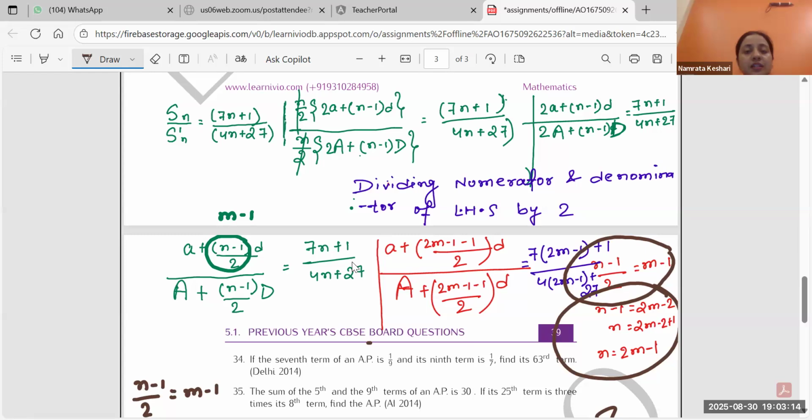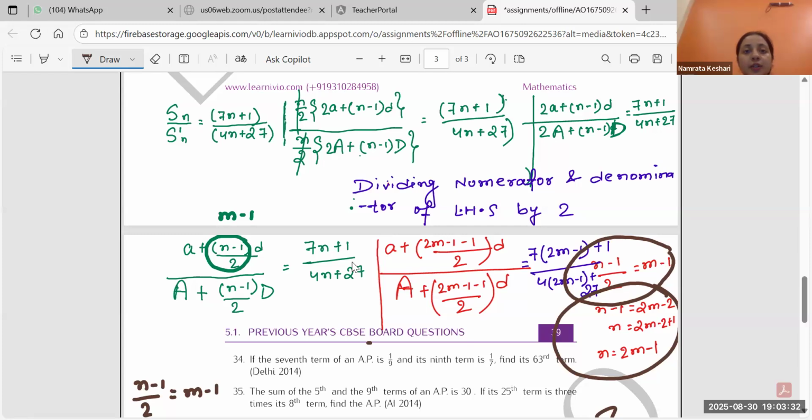Why? Because there is a similarity in the formula of the nth term and the sum of n terms of an AP. Due to that similarity, we are able to do the customization. Are you getting it? Yes, ma'am.